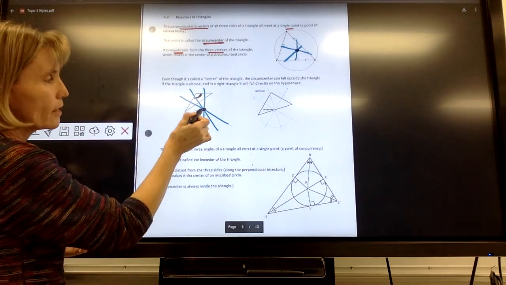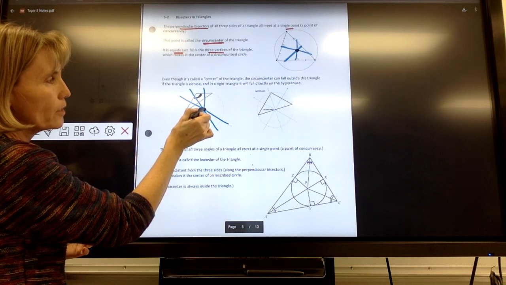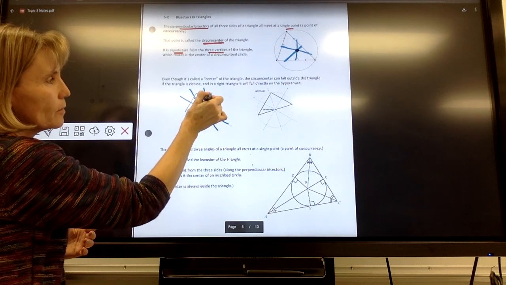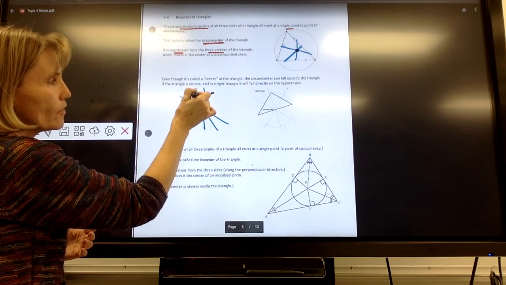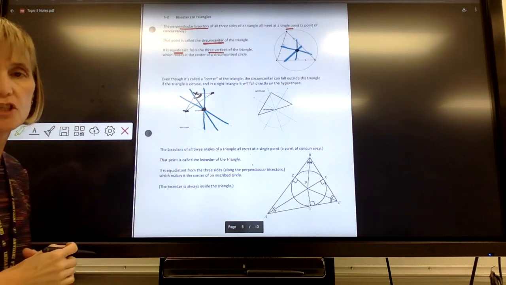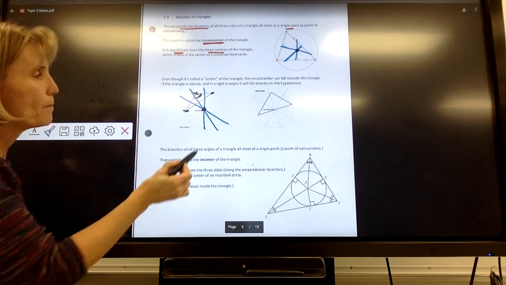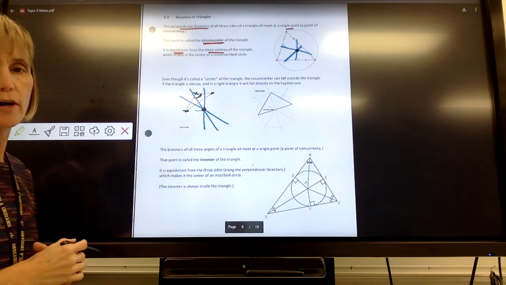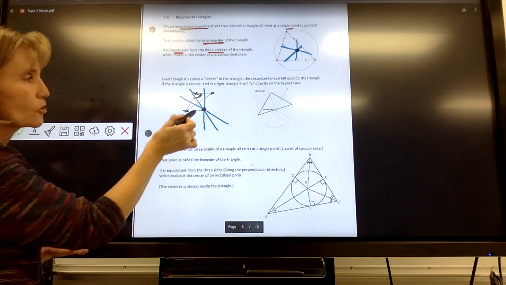But what we're saying is that if I put my compass point on that point and stretch and draw a circle around that, then all three vertices of that triangle are going to touch the outside of the circle. So that point, that circumcenter, is equal distance from each corner of the triangle. And sometimes that point is outside of the triangle.